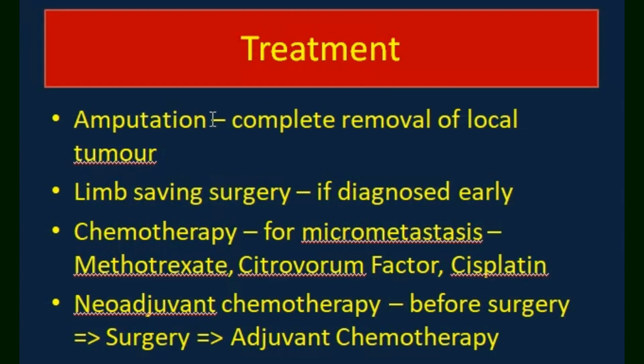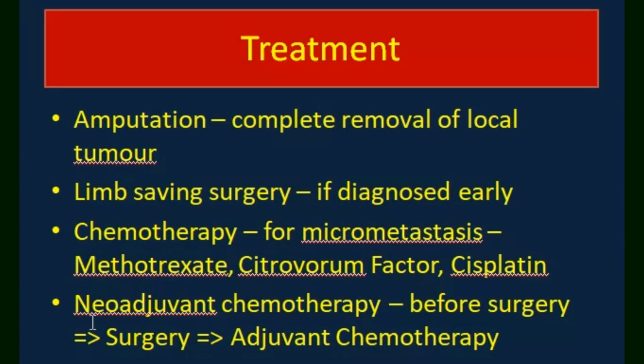Now in treatment, we can do amputation, which leads to complete removal of the local tumor. So we look at the local tumor and we completely remove it by amputation. Or if it is diagnosed early and if it is small, we can do a limb saving surgery also. Now, if there is micrometastasis, we do chemotherapy. The drugs given are methotrexate, citrovorum factor, cisplatin. These kind of chemotherapeutic agents can be given, and this is given for micrometastasis.